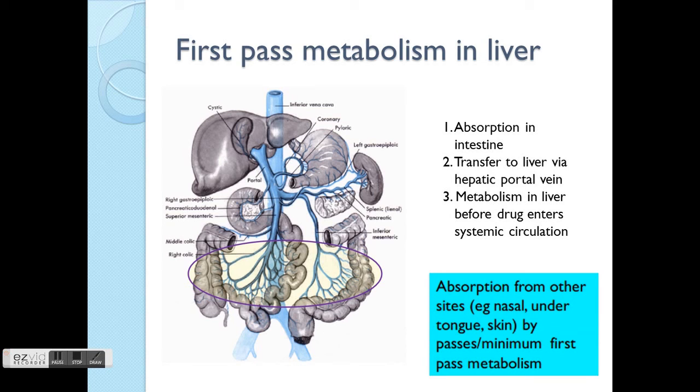Right, there are also other absorption sites, for example nasal, skin, tongue. All of these undergo minimum first pass metabolism compared to the oral form. So this whole process, just to emphasize, is called first pass metabolism. The first passing of it.